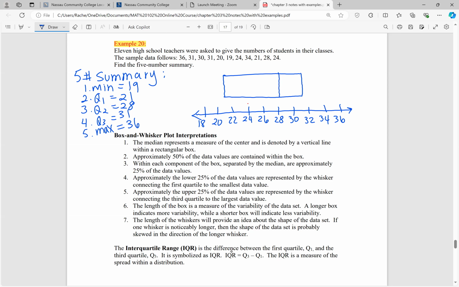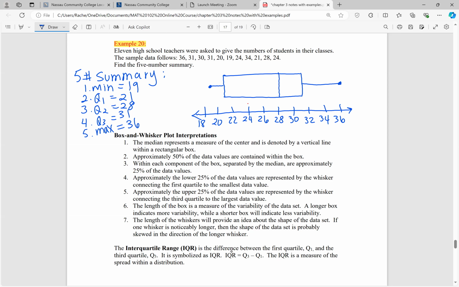And then we're going to connect the box to the min and the max with the whiskers. So the min is 19, which is going to be halfway between 18 and 20. The max is at 36, so we're going to put a dot at 36. And then we're going to connect the dots to the box. And that would be a box plot for the number of students in each one of those high school teachers' classes.